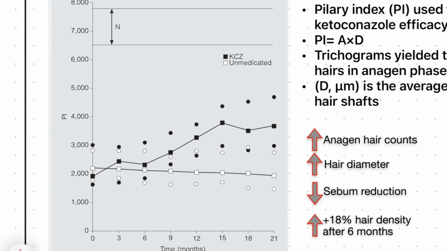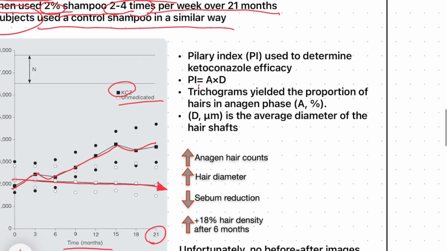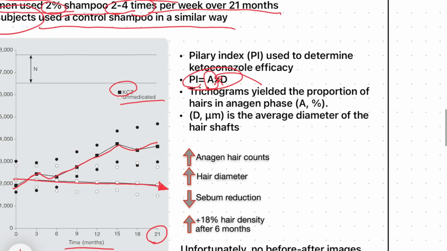And so we can see from this chart that over a 21-month period, the unmedicated group continued to experience hair loss, as we can see from the decline in the pilary index. On the other hand, the ketoconazole group experienced an increase in the pilary index, which, by the way, is just the proportion of hairs in the anagen phase of the hair growth cycle, which is the growth phase of the hair cycle, multiplied by the average diameter of the hair shafts.